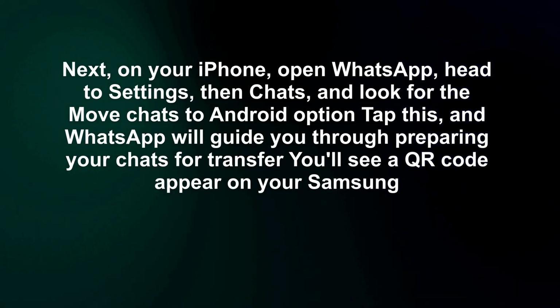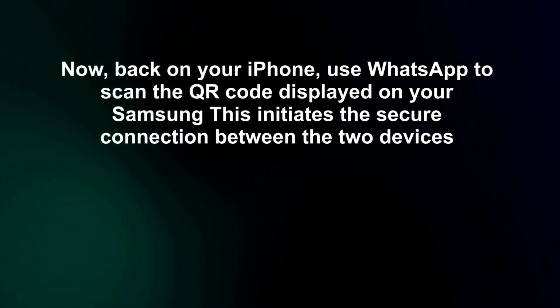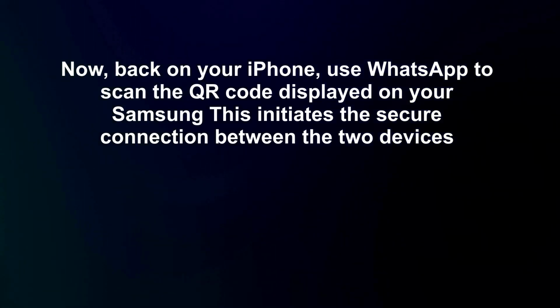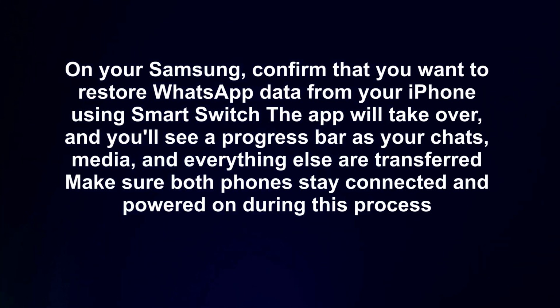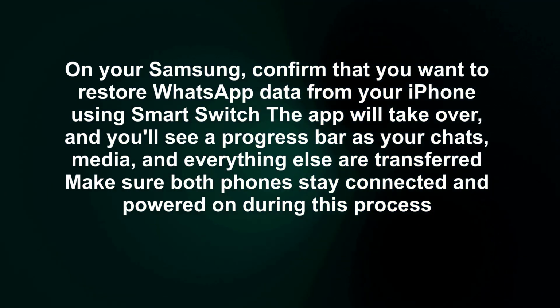You'll see a QR code appear on your Samsung. Now, back on your iPhone, use WhatsApp to scan the QR code displayed on your Samsung. This initiates the secure connection between the two devices. On your Samsung, confirm that you want to restore WhatsApp data from your iPhone using Smart Switch.